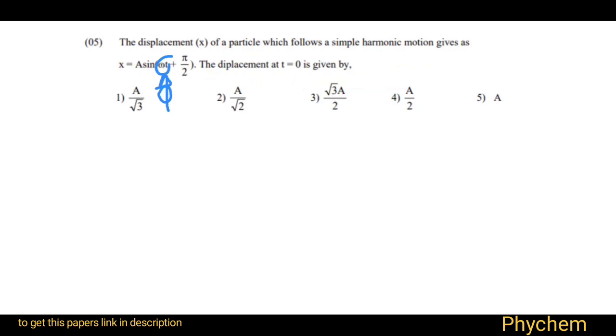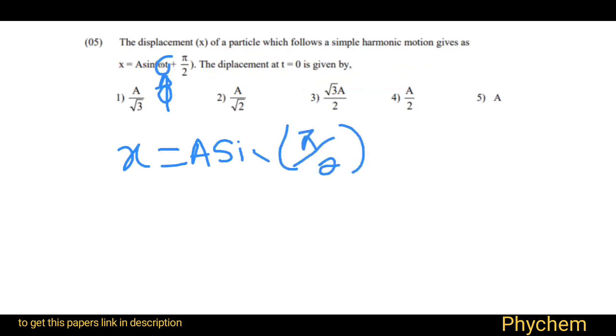So for x, it will become a into sine pi by 2. All you know that pi is equal to 180 degrees. So when you divide 180 by 2, it will end up with 90 degrees. Sine 90 is 1. So x is equal to a into 1. So the displacement is equal to the amplitude, the fifth answer. That's so simple.